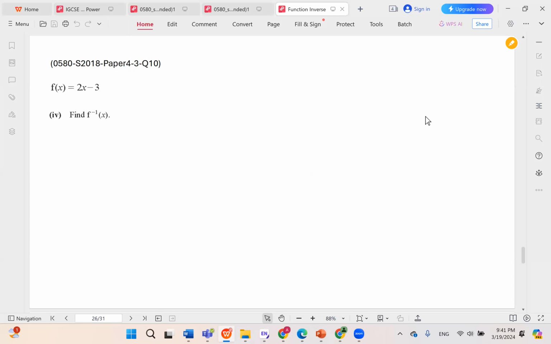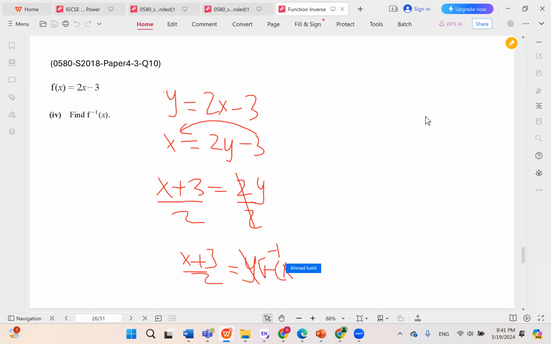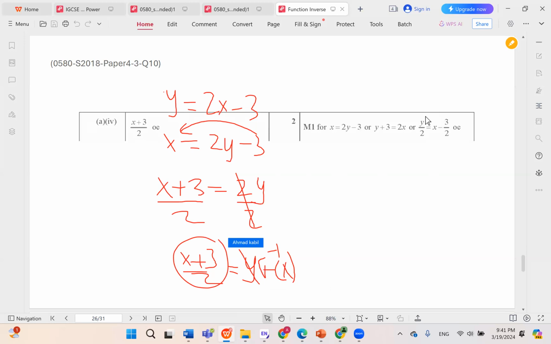Here we have y equals 2x minus 3. And then we flip the variables, x equals 2y minus 3. We take the 3 to the other side, we get x plus 3 equals 2y. Then we divide by 2. So y equals x plus 3 over 2. We can remove the y and write f inverse of x. And this would be the final answer here, x plus 3 over 2.